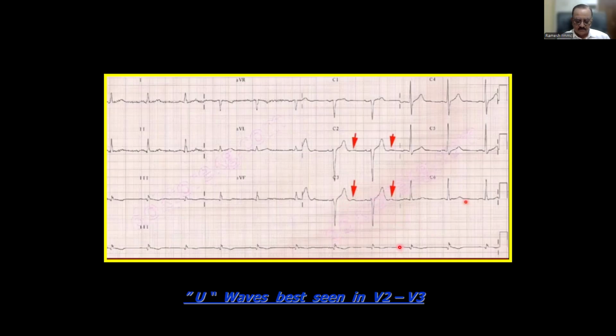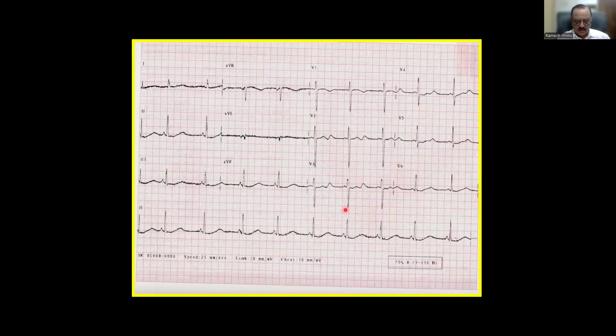Right? Very good, super. So this ECG is for you to concentrate on the U wave, the small U wave after the T wave, which is a normal thing. See this. This is the T wave, this is the U wave. So what do you think? Is this U wave normal or abnormal?